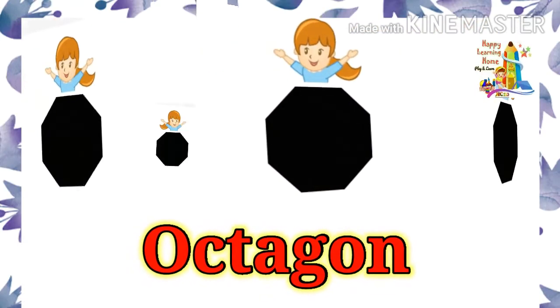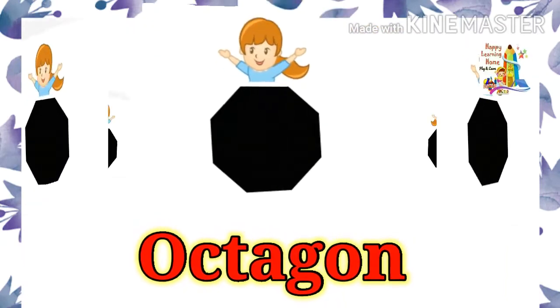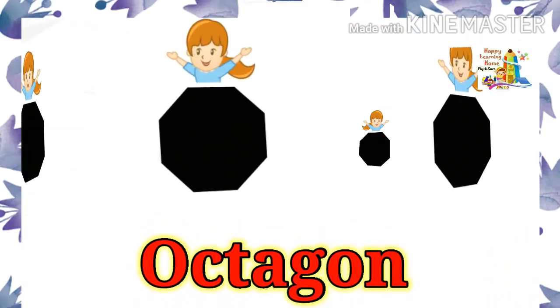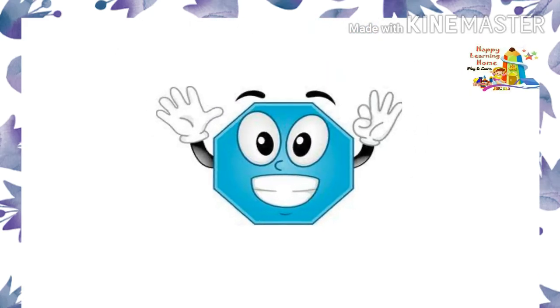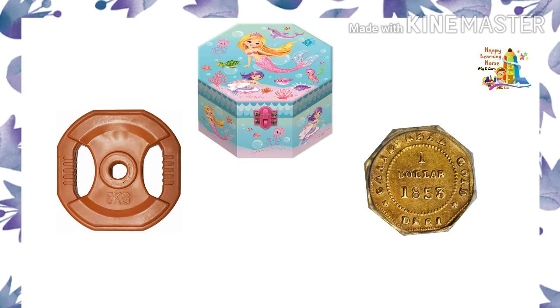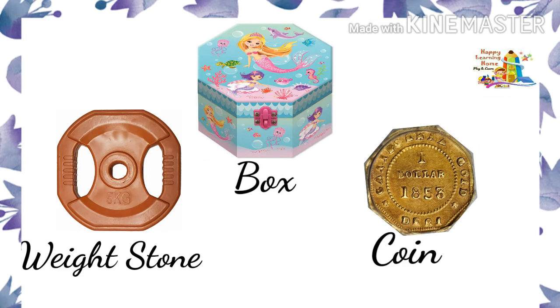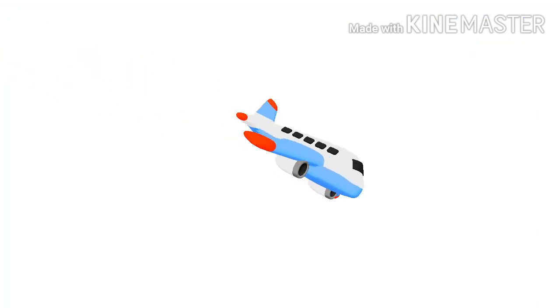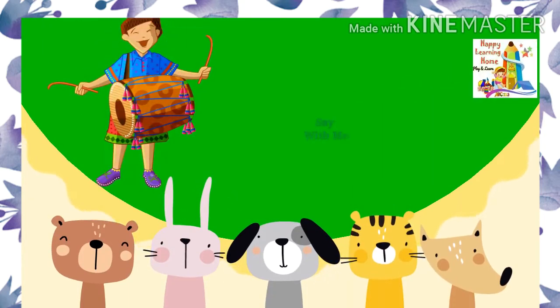This is an octagon. Octagon. The octagon has 8 sides and 8 corners. Look, these objects have the shape of an octagon: box, weight stone, coin. Okay children, one more time you have to say the 2D shapes with me.